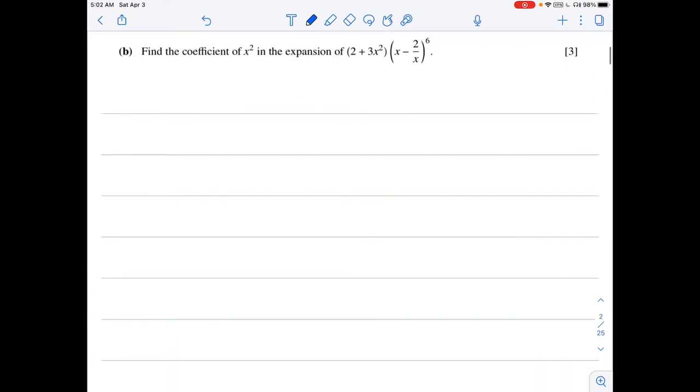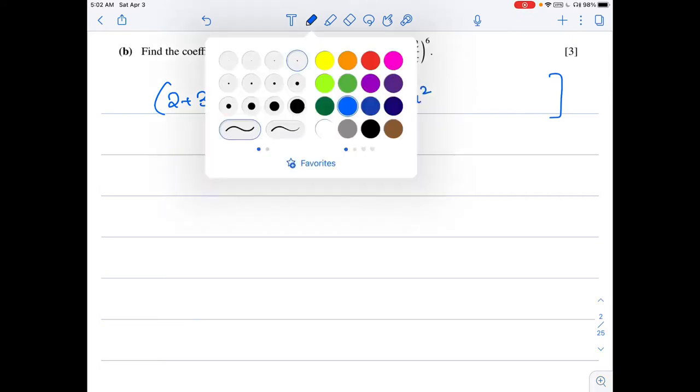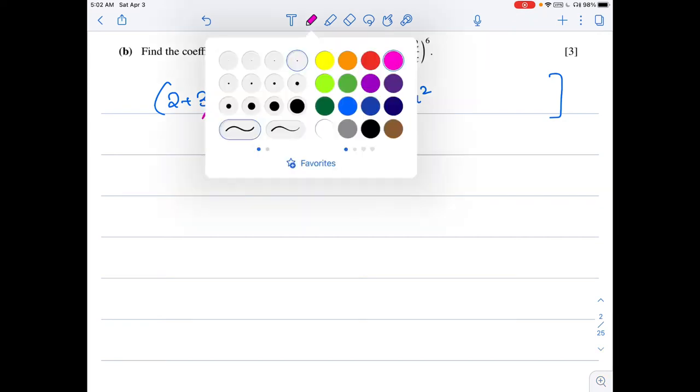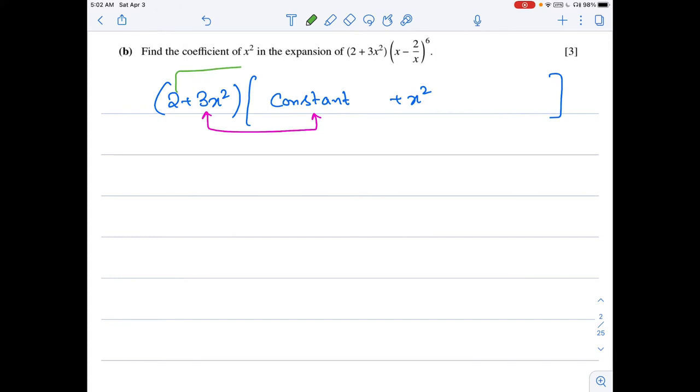Part B. Find the coefficient of x square in the expansion of (2 plus 3x square) times (x minus 2 by x) whole to the power of 6. What is the meaning of coefficient of x square? If I expand it out, I get so many terms. I should be getting a constant term and an x square term. Why? Because if 3x square is multiplied with the constant term, I get x square. Similarly, if this 2 is multiplied with the x square term in this expansion, I get an x square. So these are the possibilities.